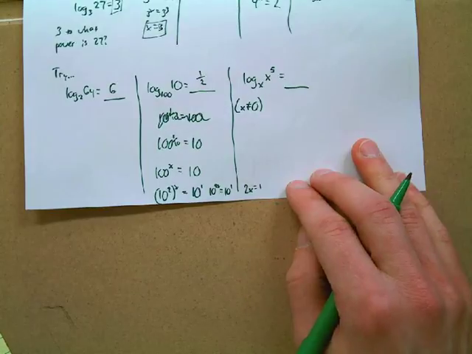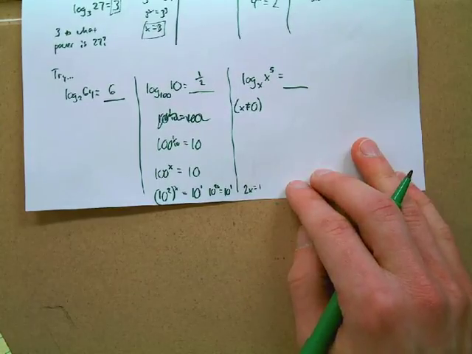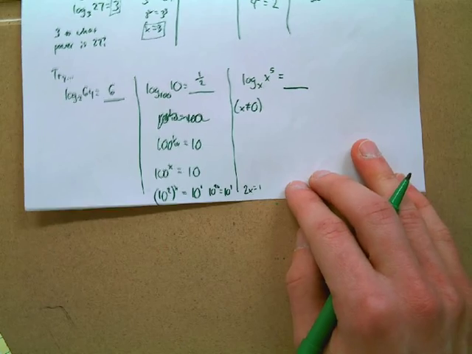How about this next one? x to what power gives us x to the 5th? What should it be?